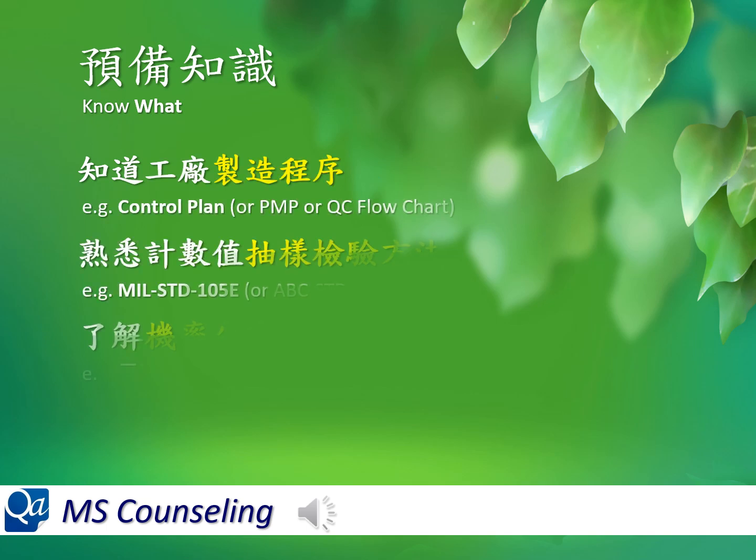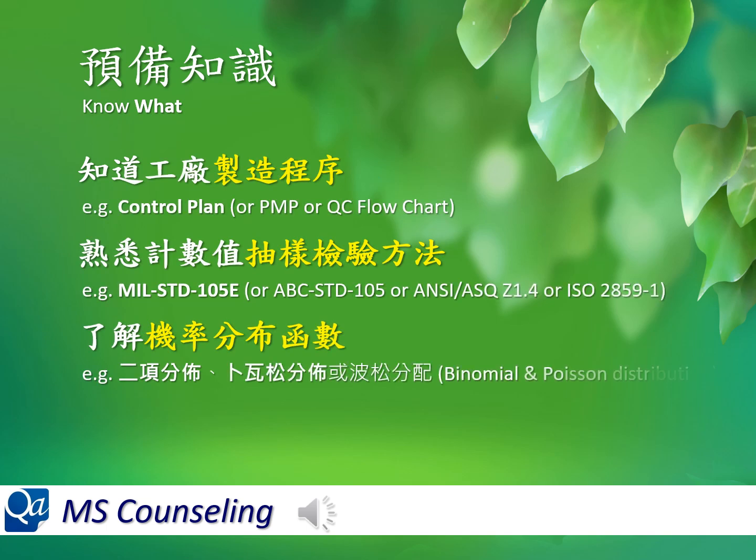Let's take a look at the information needed. First of all, if we know the manufacturing process, we will know that incoming material inspection is the beginning of the entire manufacturing activity. These activities are usually planned, that is, there are some reference documents, such as control plans or management plans or QC flow chart. There are also working instructions, such as SOP and SIP.